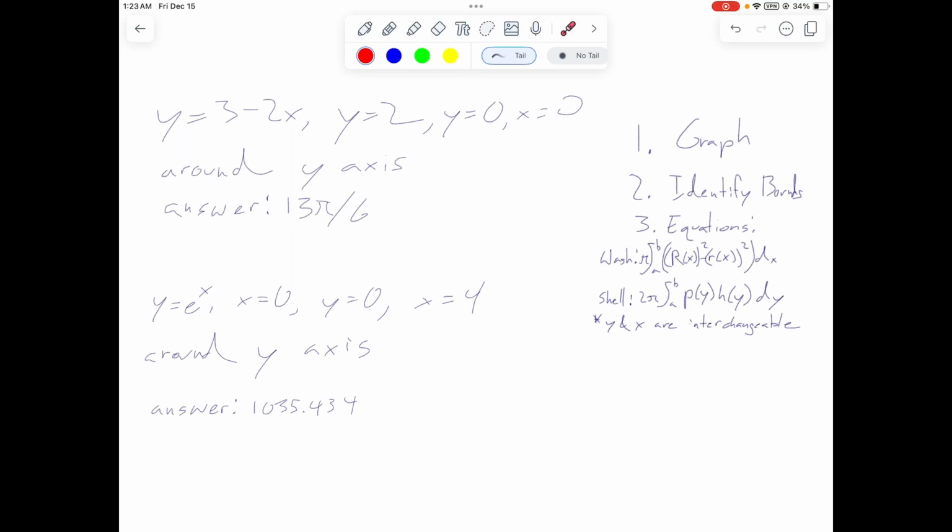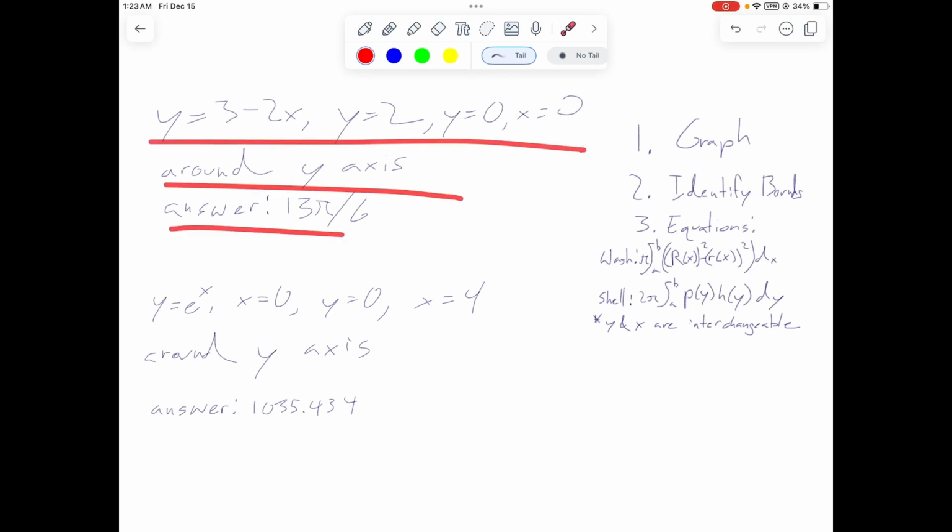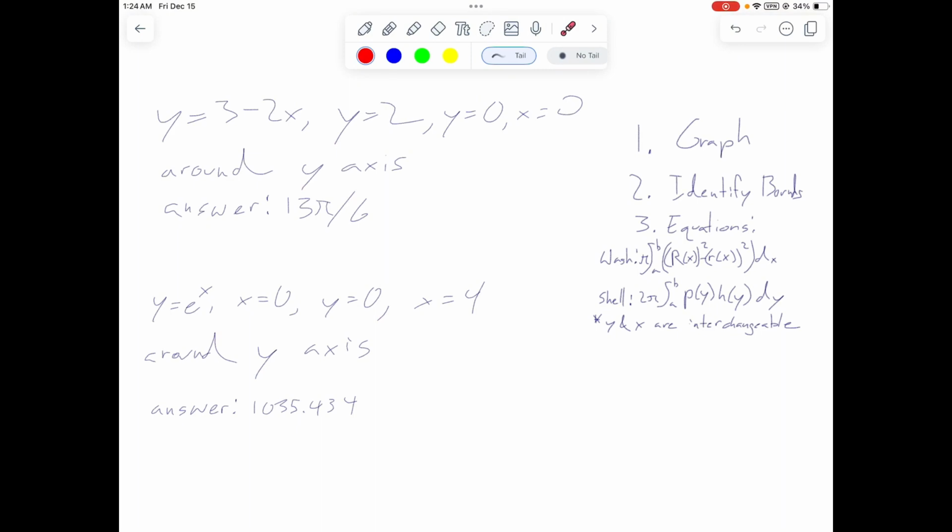Okay guys, so here are some parting questions that you should really try on your own. I have answers written, do both washer and shell. It's always good to do both on the test and as practice, so you can check your answers and maybe catch any mistakes you would have made with one of the methods.